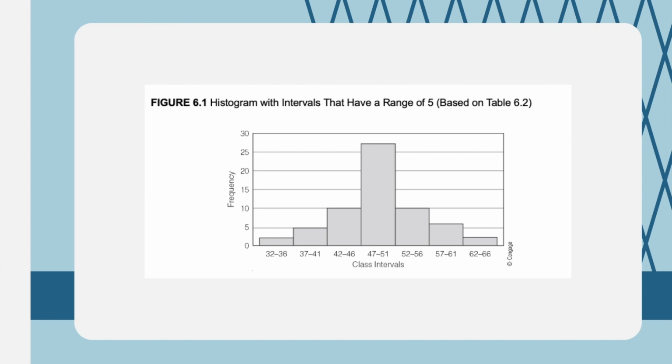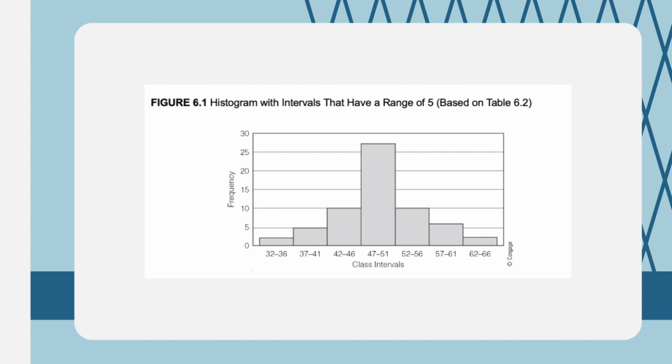So this histogram is a graphical representation of the distribution data. So I can see the intervals and I can see the frequencies on the histogram. The horizontal axis represents the class intervals, and the vertical axis represents the frequencies.